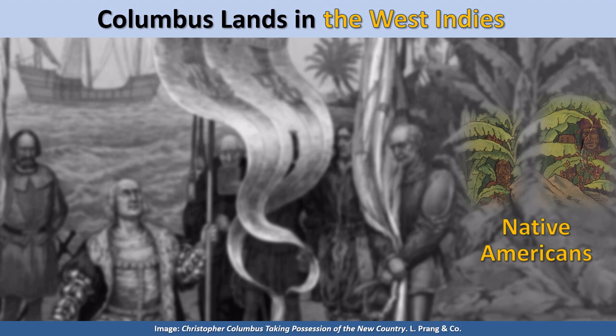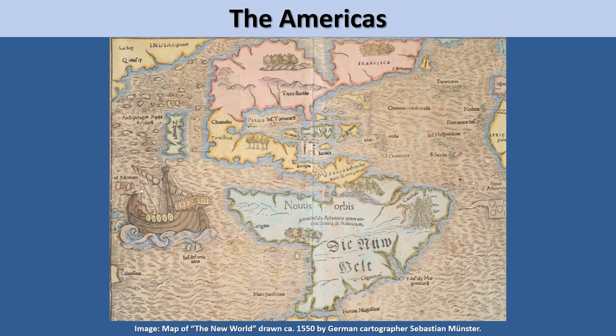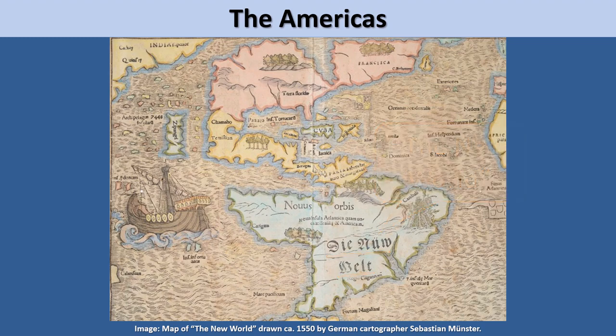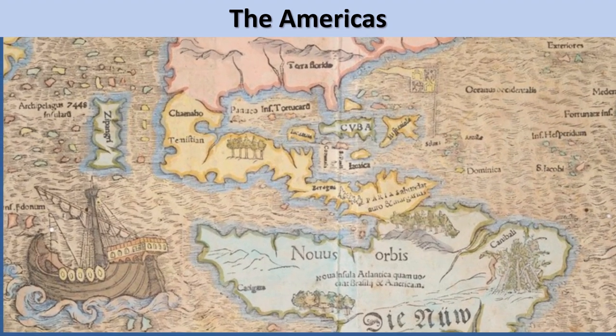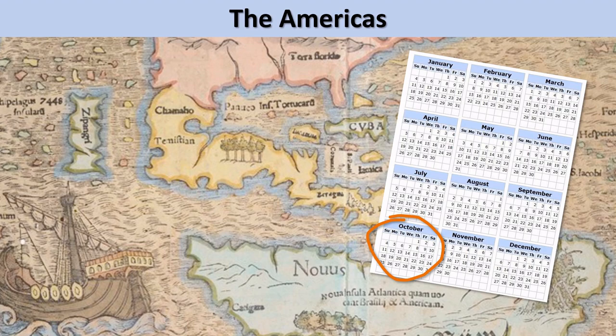Although there were already millions of Native Americans living in the Caribbean, South America, and North America long before the Europeans arrived, people in England, France, Italy, and other parts of Europe called the Americas the New World. As word spread in Europe of the lands Columbus had accidentally visited on the other side of the ocean, more and more Europeans began crossing the Atlantic to settle in the Americas. There's a national U.S. holiday in October that recognizes this pivotal moment in history, Columbus Day.